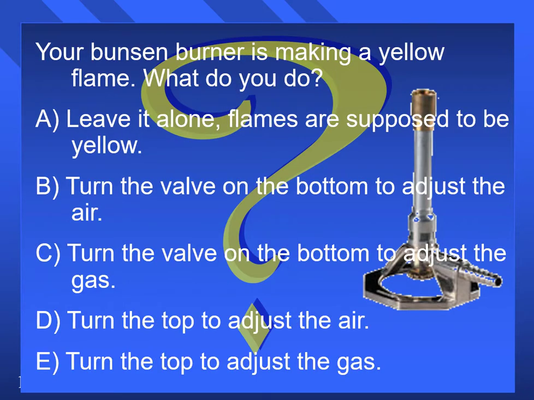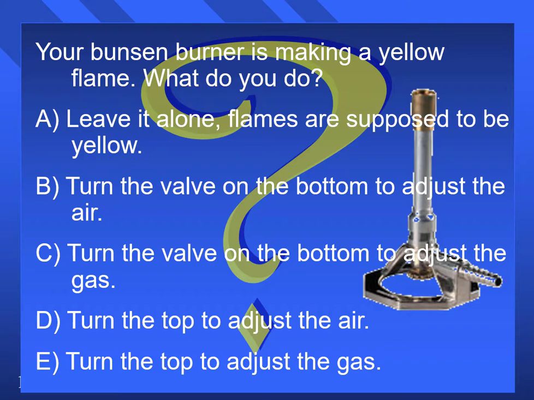Okay, your Bunsen burner is making a yellow flame. What do you do? A, leave it alone. Flames are supposed to be yellow. B, turn the valve on the bottom to adjust the air. C, turn the valve on the bottom to adjust the gas. D, turn the top to adjust the air. E, turn the top to adjust the gas.